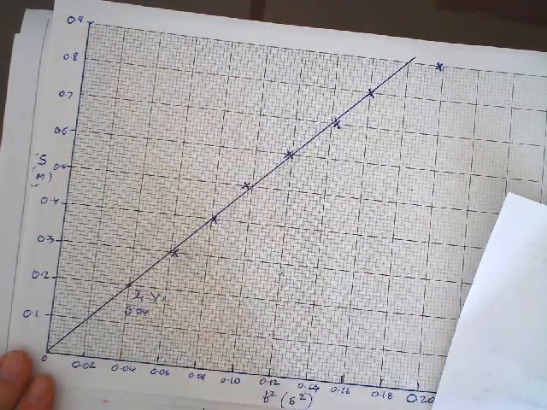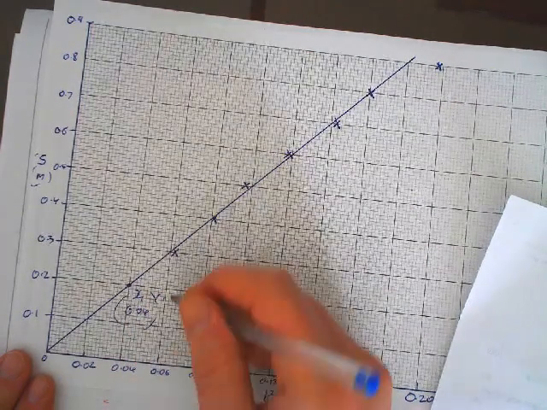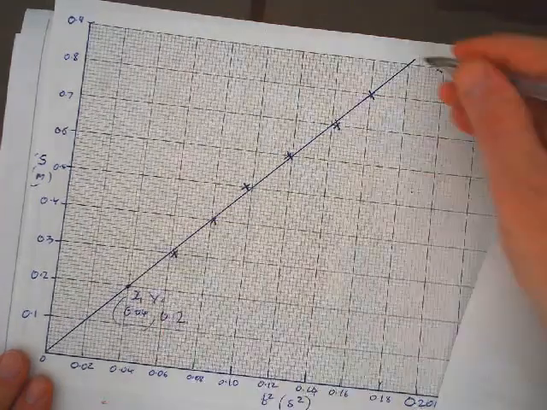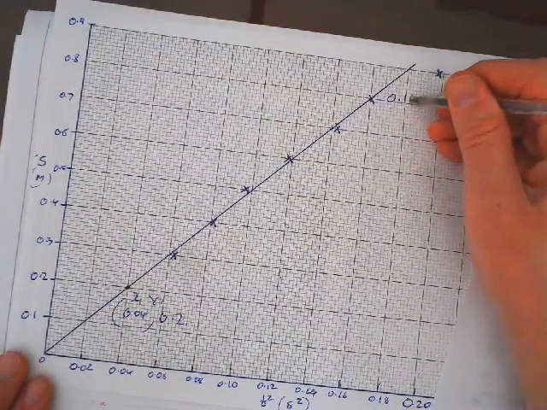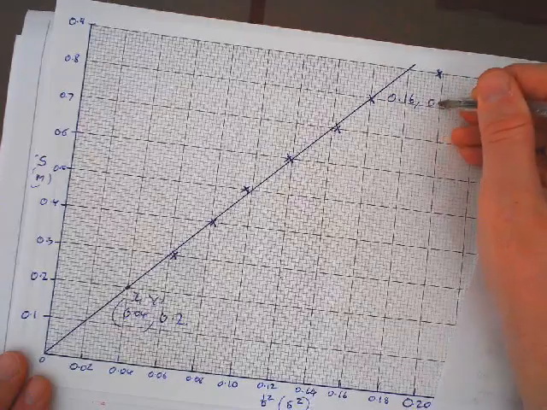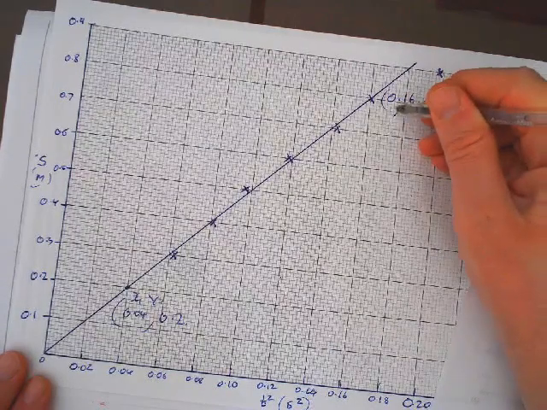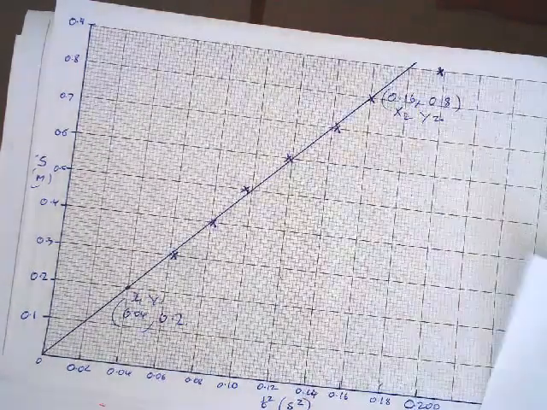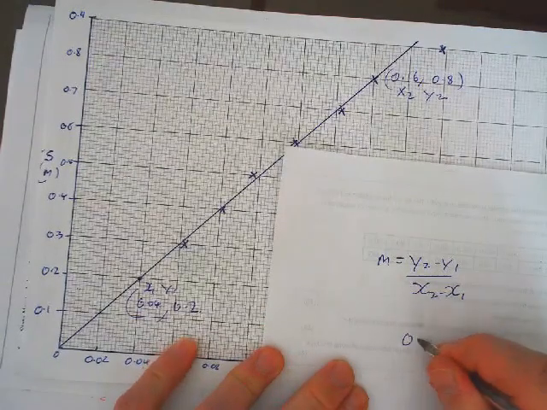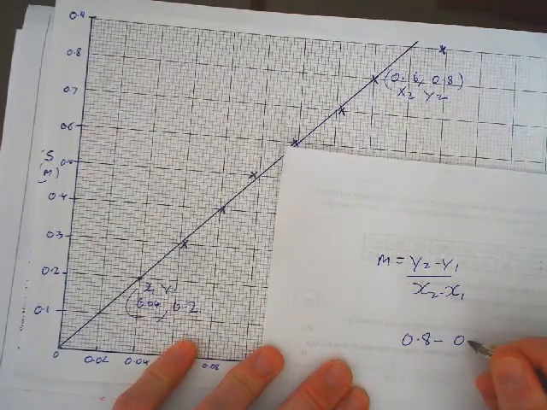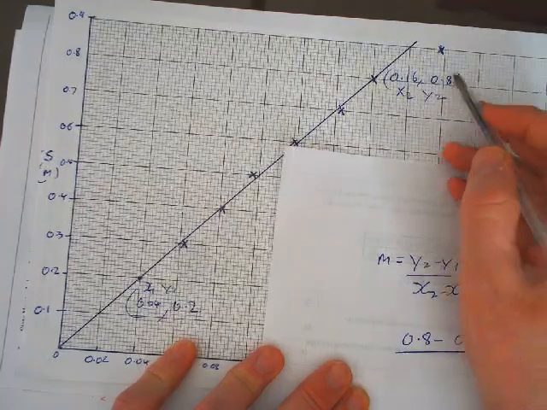So let's just write out which one is which. This is going to be my x1, y1. x1 is 0.04 seconds squared, and my y1 is 0.2. And for my second data point, we'll say over here, isn't it? It's 0.16 and 0.8. x2, y2. Okay, let's plug them into our formula.